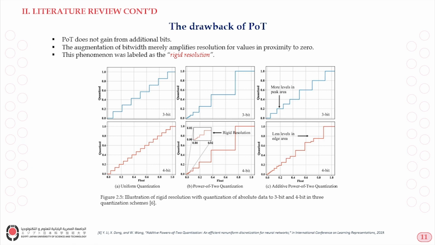Another scheme of non-uniform quantization has been proposed to solve this challenge, which they call rigid resolution. The new technique is called additive powers of 2. So rather than expressing the weights in powers of 2, we will express the weights in summations or additions of powers of 2. And this is the technique that we have proposed to apply in EmergencyNet to derive a more streamlined model.